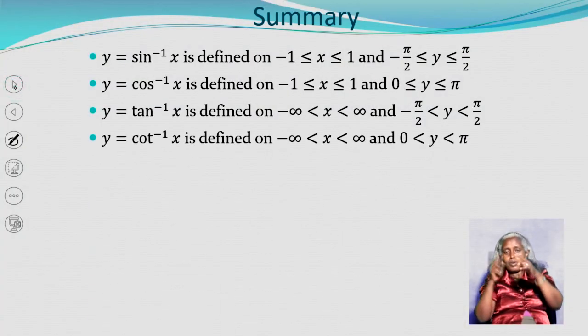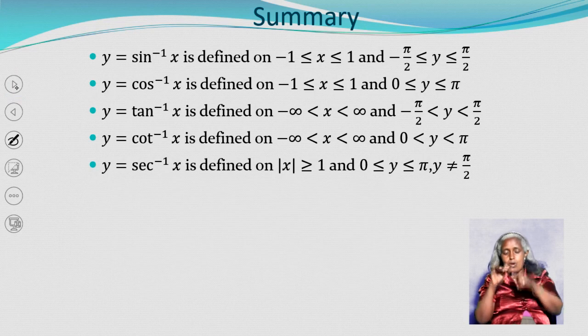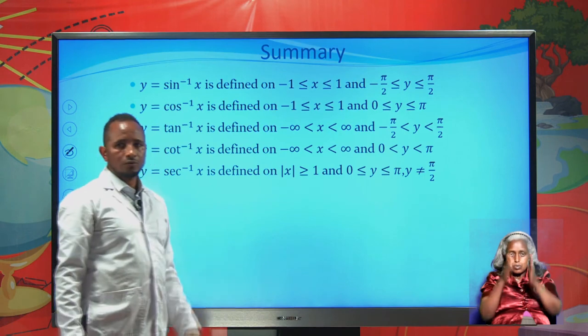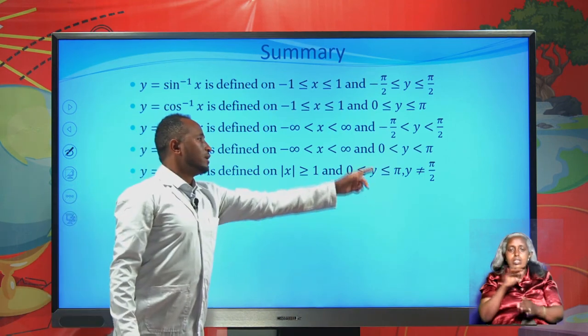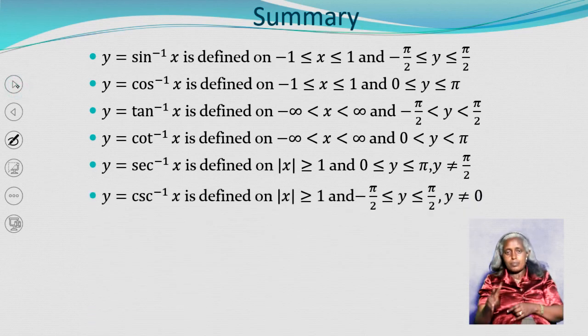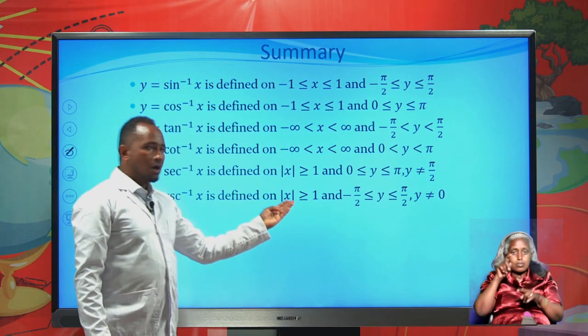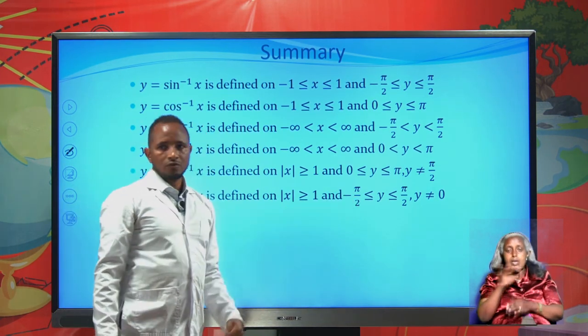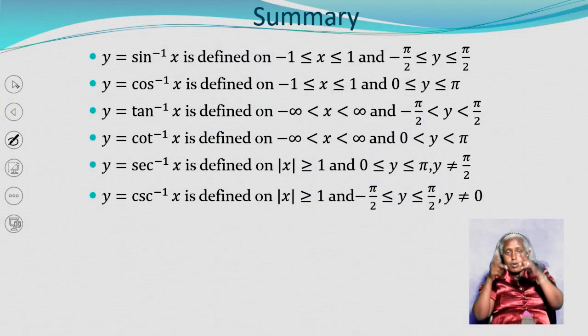Cot inverse of x is defined on -infinity up to infinity, and y is between 0 and pi. Y equal to sec inverse of x is defined for absolute value of x greater than or equal to 1, and y is between 0 and pi without including pi over 2. Y equal to cosec inverse of x is defined on absolute value of x greater than or equal to 1, and y is between negative pi over 2 and pi over 2, without including 0. So these are the basic concepts that we have seen today.